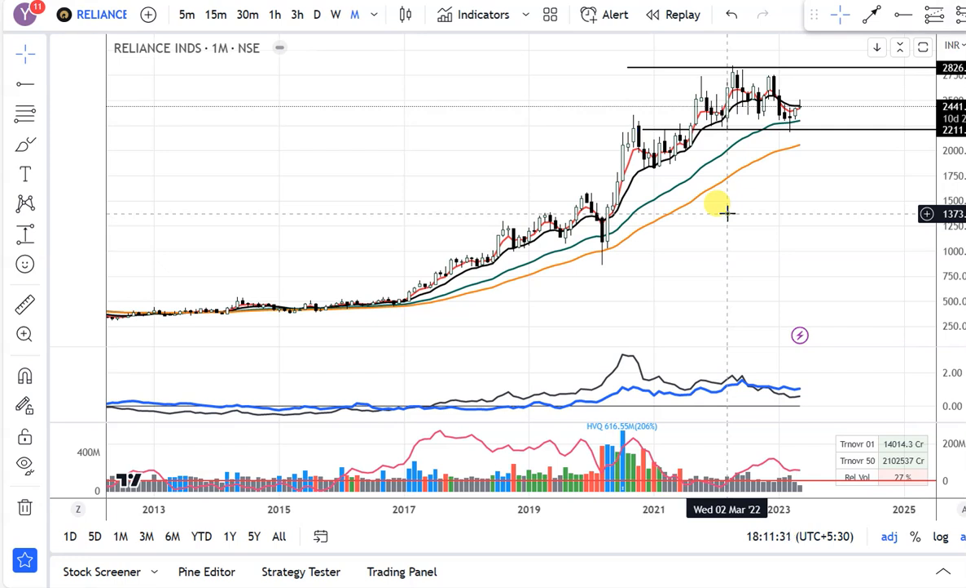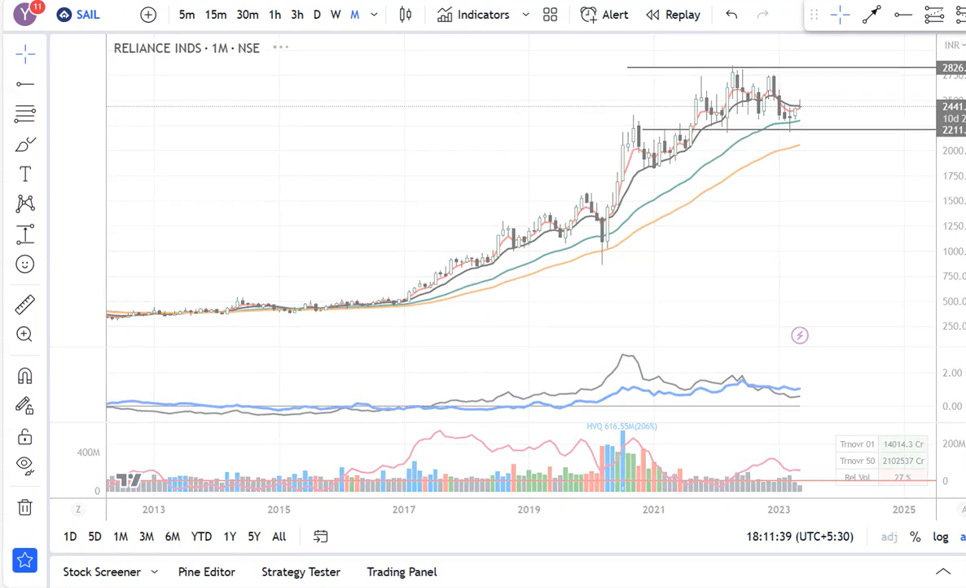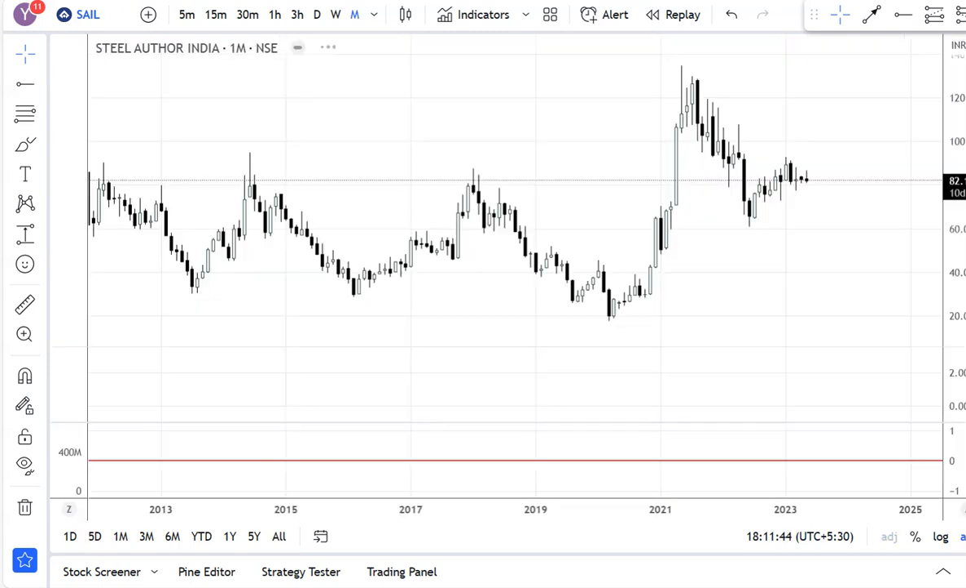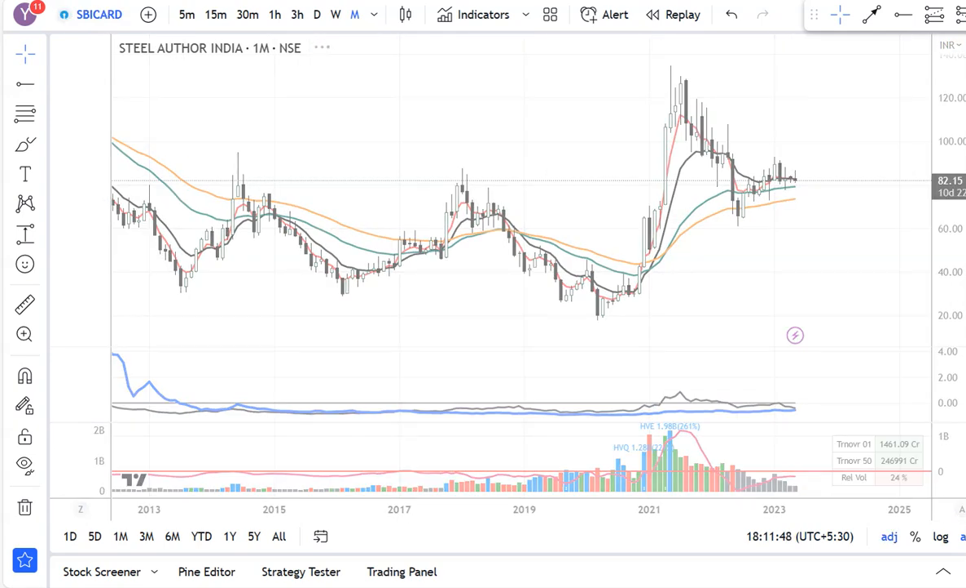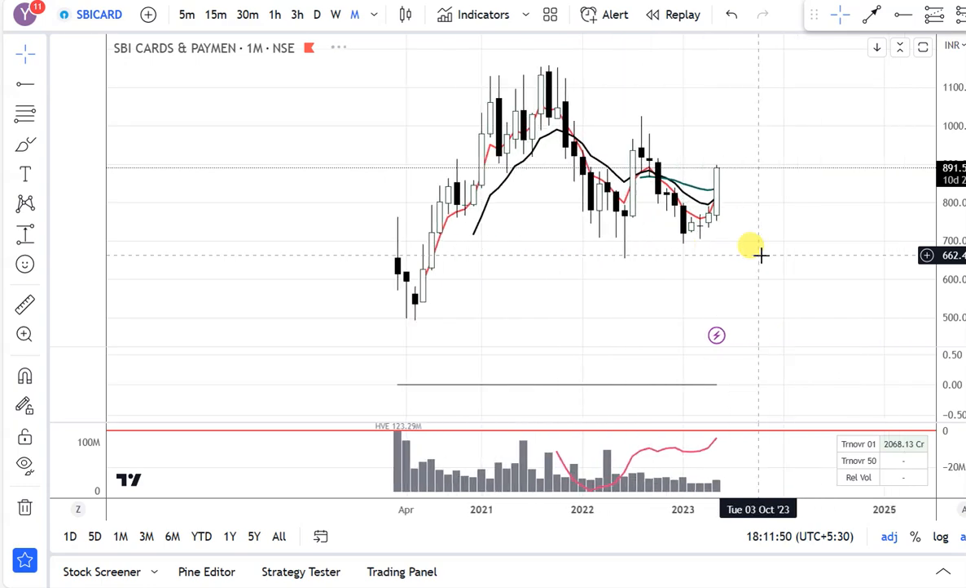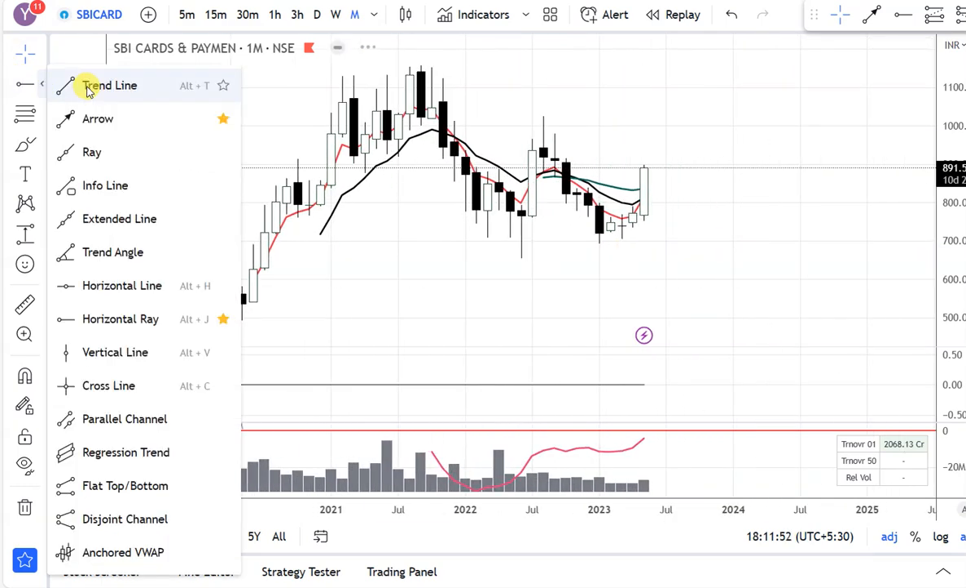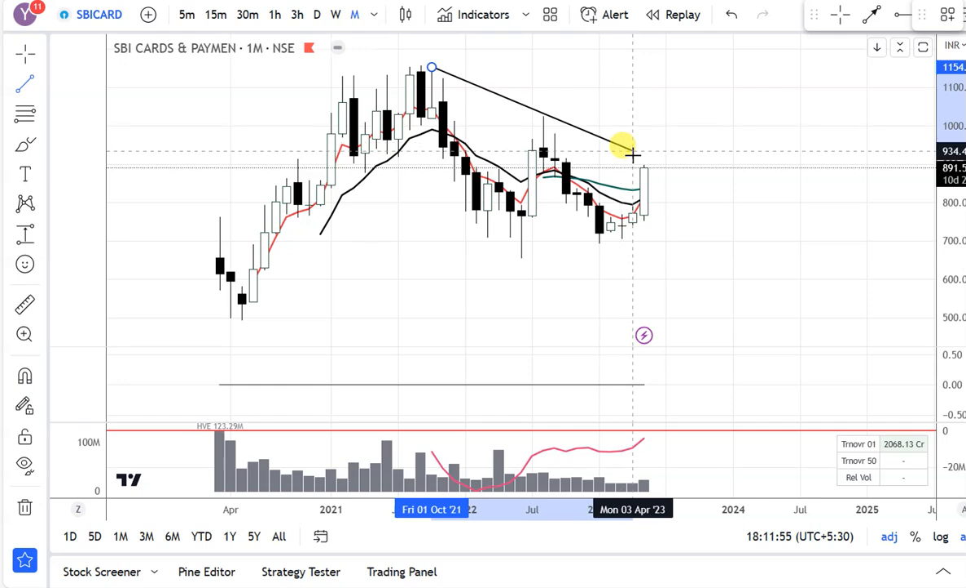Sale industry, nothing. Okay, this is SBI Card. Now let us see what is the potential of this SBI Card. See, it's again at one touch. This could be the second touch, or this can be the breach of this candle. Let's wait and watch. So keep an eye on SBI Card above 917, and we'll discuss next week.